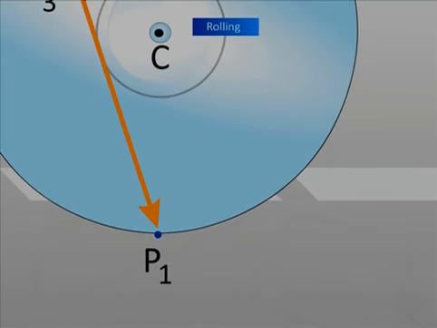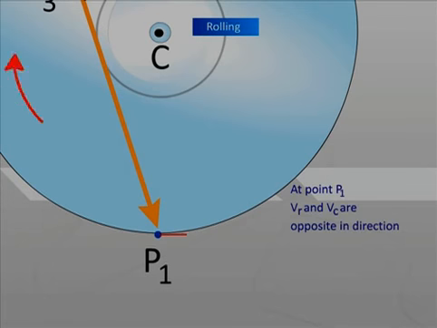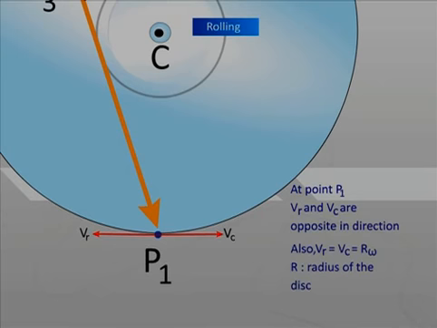Now, for the point P1 to be at rest, the linear velocity due to rotation should be exactly equal and opposite in direction to the translational velocity Vc. Now, the magnitudes of both Vr and Vc are equal to r omega, where r is the radius of the disc.